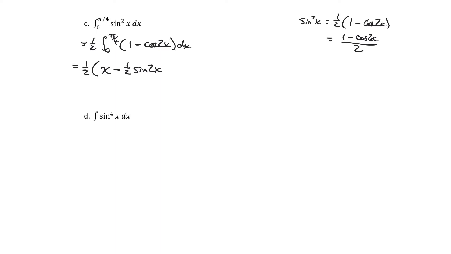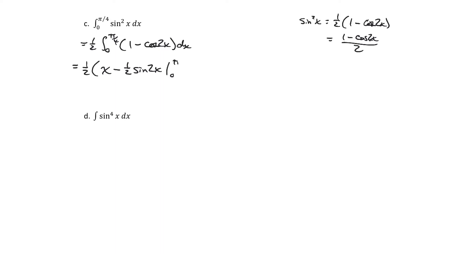Let me emphasize why this works. If you take the derivative of the sine of 2x, you would get the cosine of 2x, but by the chain rule, you would have to multiply by 2. We're going to divide by 2 to compensate for that. This only works for linear arguments.